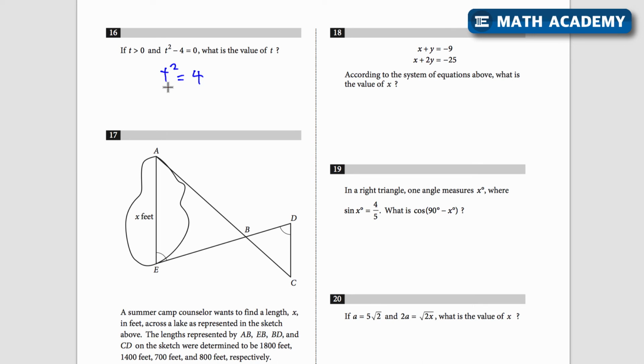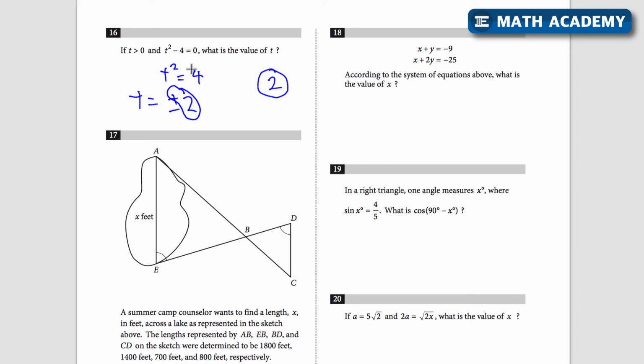And I can just think in my head, well, what times itself is 4? It's either 2 or negative 2 times itself. But we know that t has to be greater than 0. So t equals plus or minus 2 would make this true, and I have to use the positive version. So 2 is going to be the answer. All right, so here's the answer.